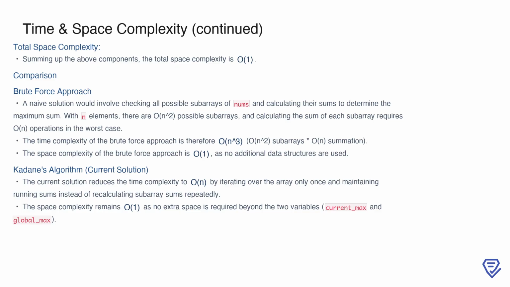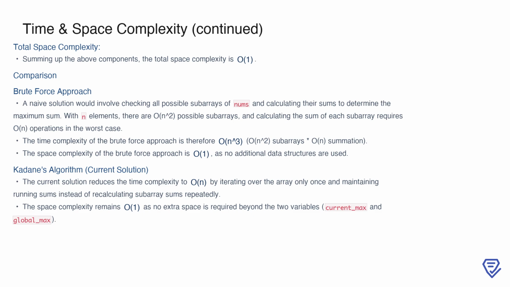To highlight the efficiency of this approach, let's compare it with the brute force method. In the naive solution, we would check all possible subarrays of the input array and calculate the sum for each to find the maximum. With n elements, there are O(n²) possible subarrays, and calculating the sum of each subarray takes O(n) in the worst case. This results in a total time complexity of O(n³). However, the brute force approach still has a space complexity of O(1), as no additional data structures are used. In contrast, Kadane's algorithm achieves a significant improvement by reducing the time complexity to O(n).